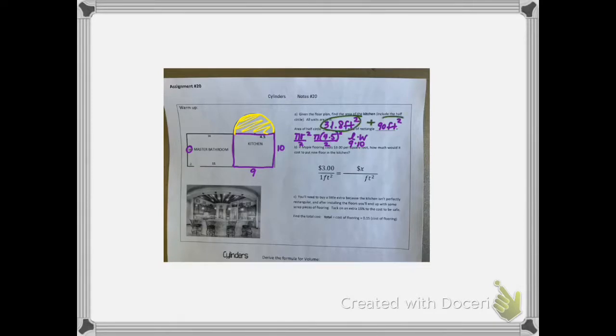In order to find the total square feet, I need to add both of these numbers together, right? Because it's made up of two different shapes. So to get the total area of the kitchen, if I add 31.8 plus 90, I get 121.8 square feet.